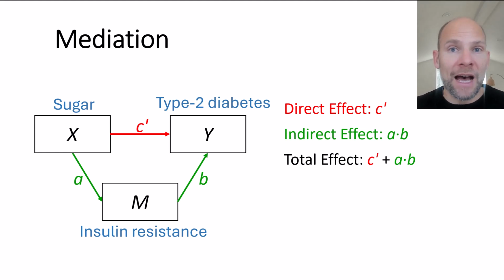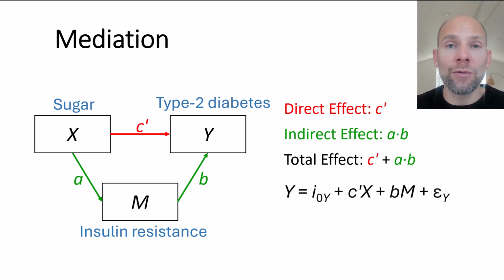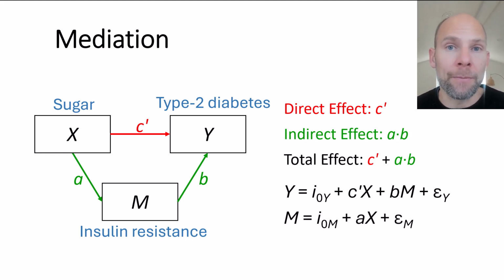Notice that this path model has two dependent variables, y and m. Y is dependent on x and m is dependent on x. Therefore, the model can be described with two regression equations, one for y and one for m. So notice that y is a multiple regression equation with an intercept I0y, the effect of x on y, and the effect of m on y, and an error term epsilon y.